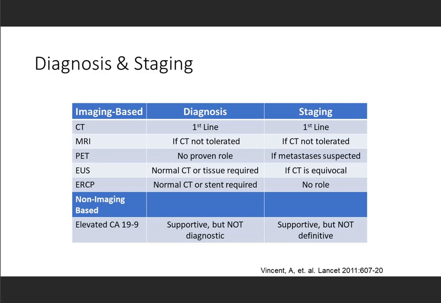We don't really use PET scan upfront for diagnosis, but if we do suspect metastases, we might consider it for staging purposes. EUS will be used for tissue acquisition. ERCP, as I mentioned, is for therapeutic purposes. As I said with CA19-9, we don't necessarily use it to diagnose, but when it is diagnosed, we can use it as a supportive biomarker.